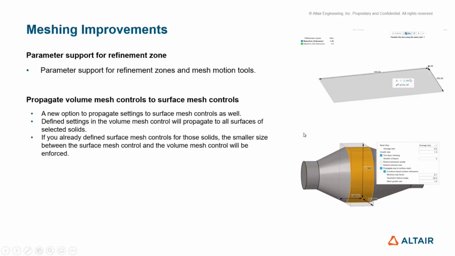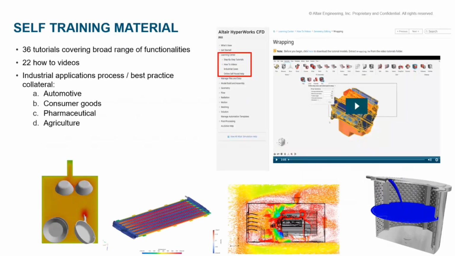Another option is in the volume control, where we have added the option to propagate the size to the surface mesh control. Previously, the user had to define a separate surface mesh control and volume mesh control. Now, if you define a specific size in the volume mesh control, it will automatically propagate to the surface mesh control. So those are some tiny improvements, but they will help a lot with the process and workflows.